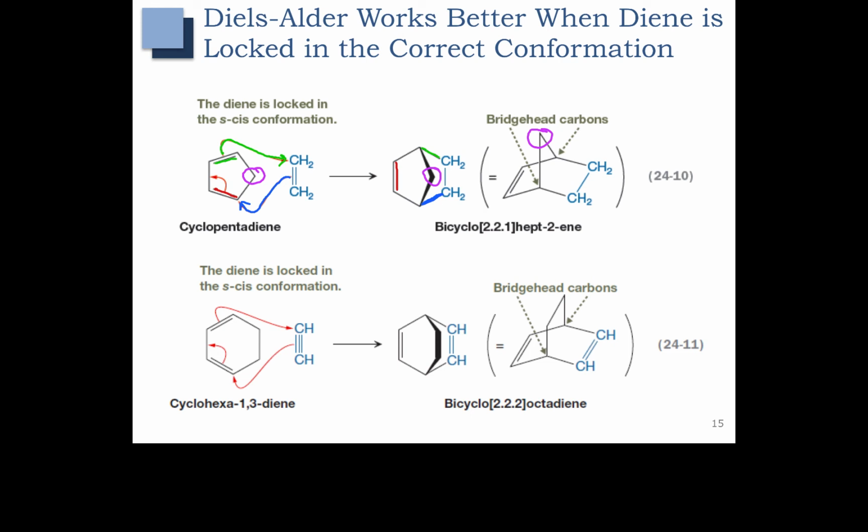Here's another example. In this one, we have two CH2 groups, and we're also reacting with an alkyne. So the resulting product has a double bond.